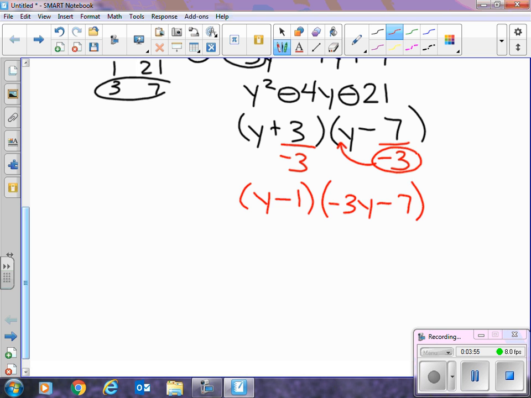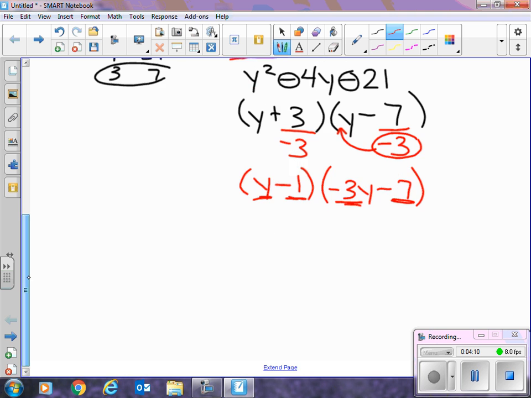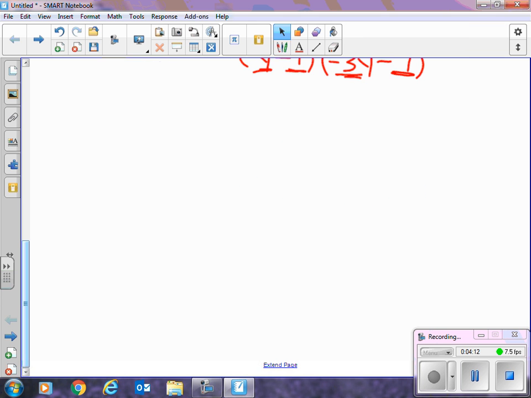If you do your quick check to see if your first and last pieces are going to make the same thing, y times negative 3y is negative 3y squared, so that works. And then negative 1 times negative 7 is positive 7, so that works. So you know you'll have the right information. Okay, let's take a look at a third one.